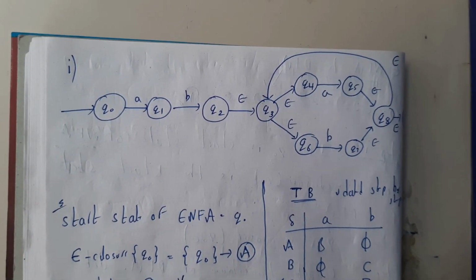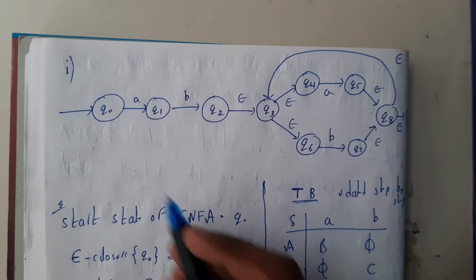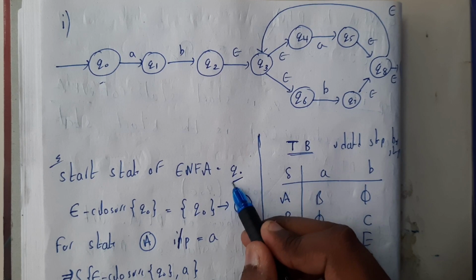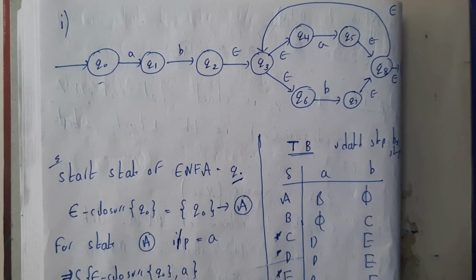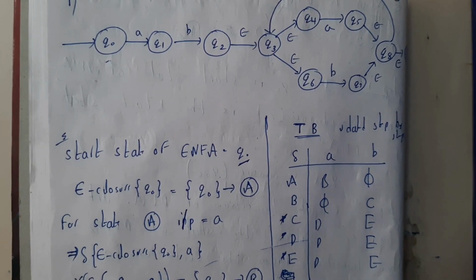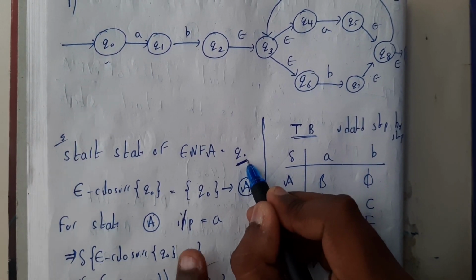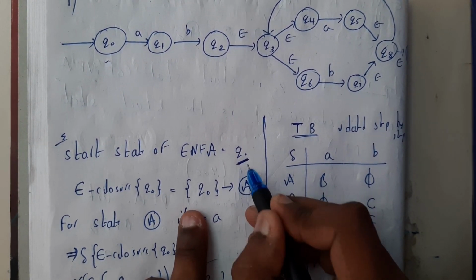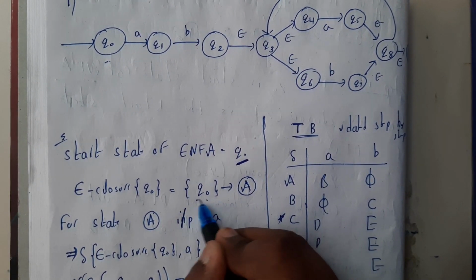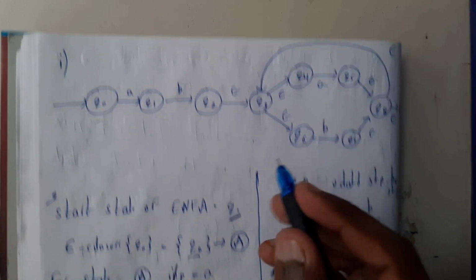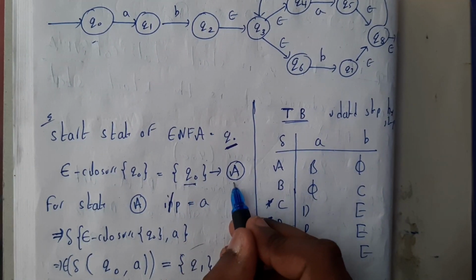Fine. So initially I told you, you'll be assuming the start state. So we assumed Q0 as our start state. Initially we'll be taking the initial state, that is Q0. I told you we'll be finding the epsilon closure for that. So we got Q0. From Q0 there is no epsilon transition, so luckily we got Q0. So we'll be assuming Q0 as our A.